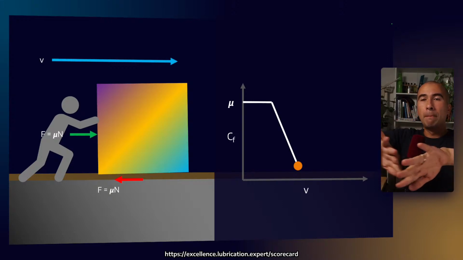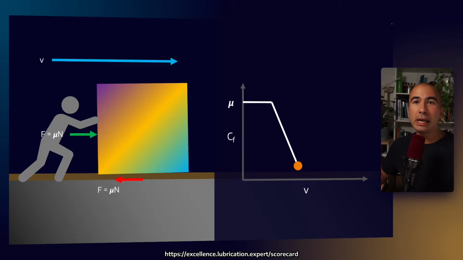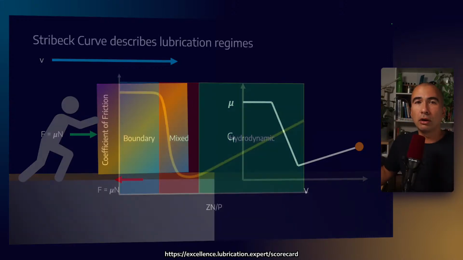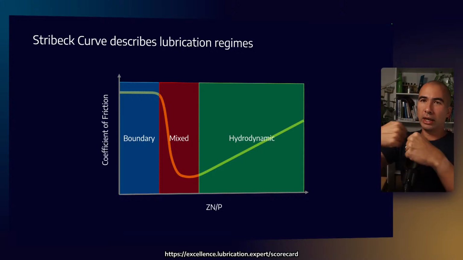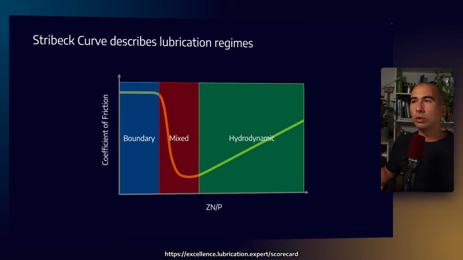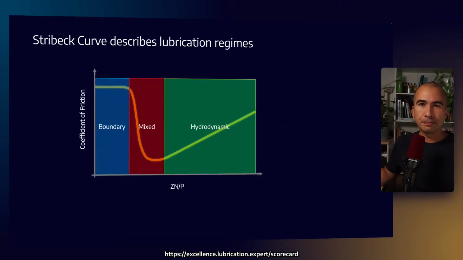You're having to push more water out of the way, and therefore that is going to slowly increase the amount of friction that is required to move that block. And so that's how we derive the shape of that Stribeck curve. So going back to the Stribeck curve, remember we have boundary, mixed, and hydrodynamic lubrication. Boundary is where we have metal-to-metal contact. Mixed lubrication is where those surfaces are beginning to separate. And then we've got hydrodynamic, which is that full film lubrication.